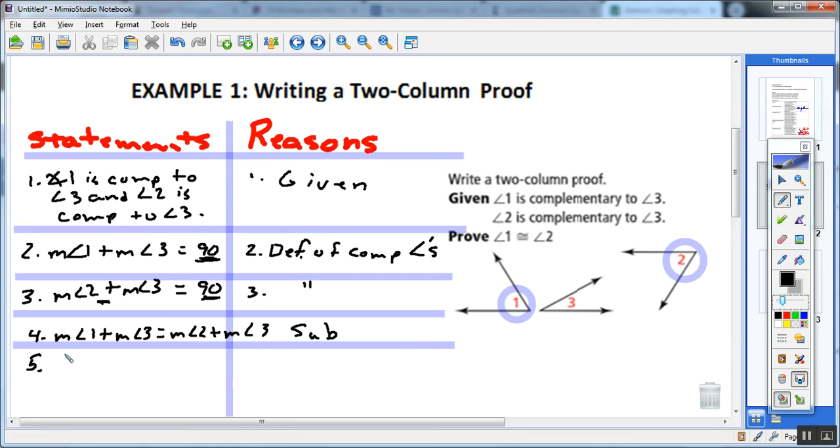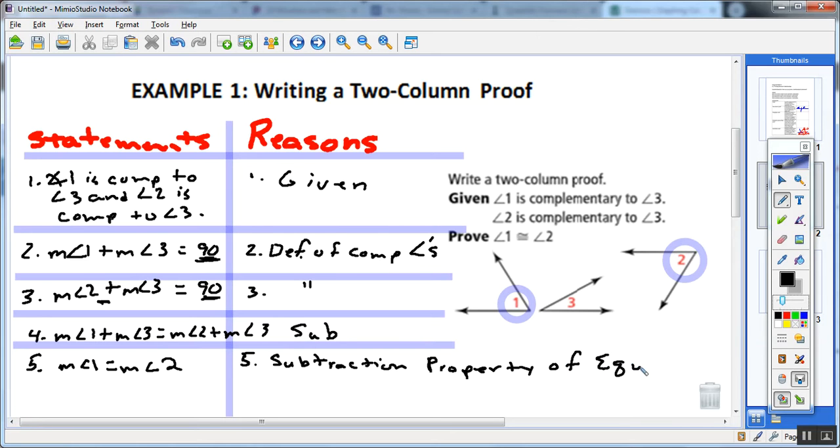So in step 5, you're going to say the measure of angle 1 is what? And we did this because, what do we do to both sides? So we're going to say this is the subtraction property of, how about we go equality? Because equations are equal, right?